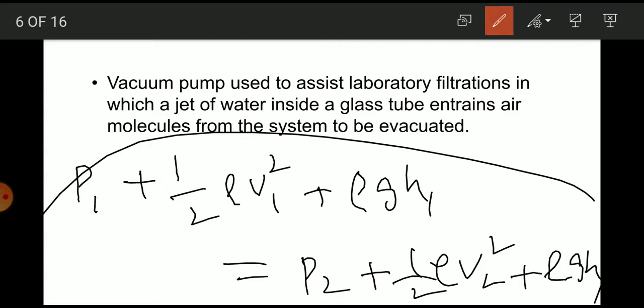This equation is applicable when there are no frictional forces. So it is the manifestation of the law of conservation of energy. This is very important, so do revise. Now we will go into detail of filter pumps, vacuum pumps, and things like these.